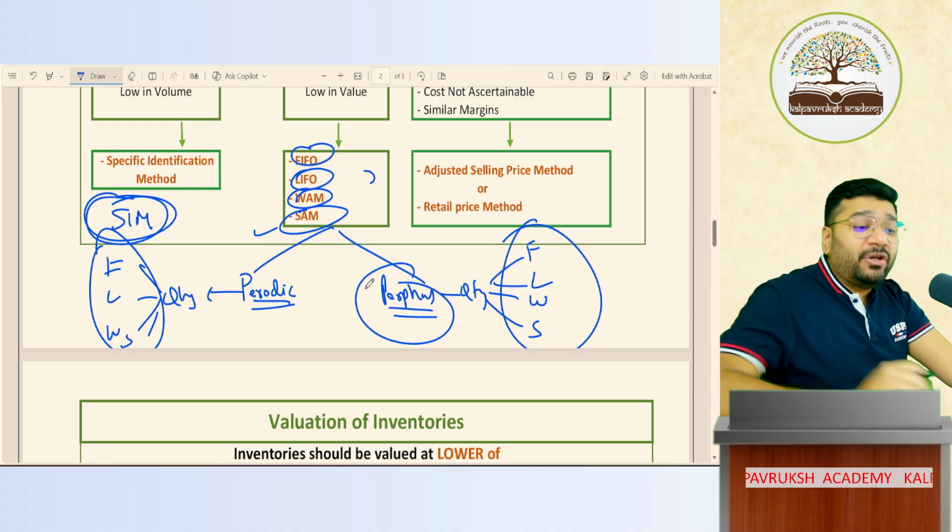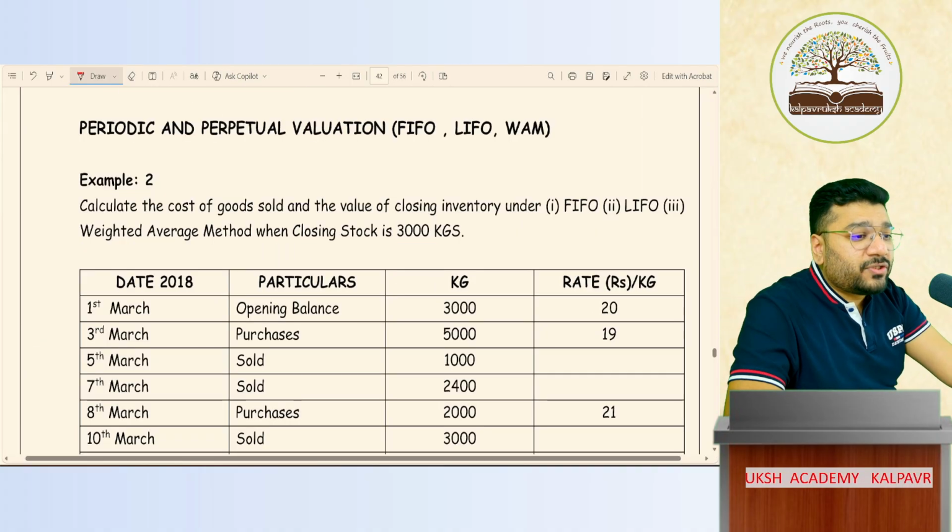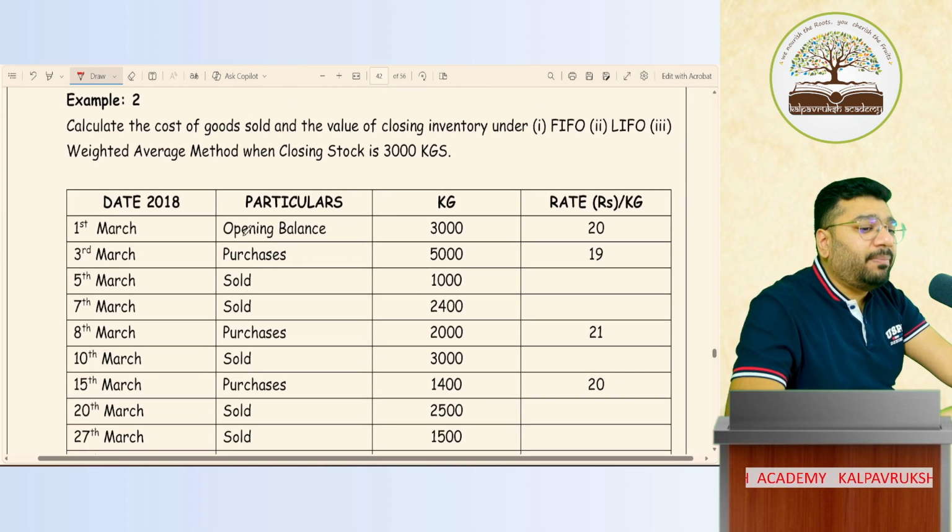So can we do some questions based on that? For that also, please take your scanner. Example 2.